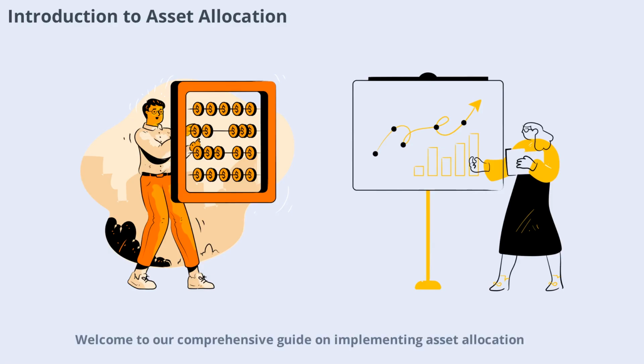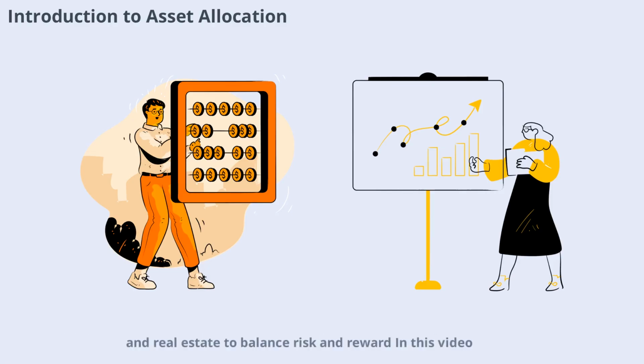Welcome to our comprehensive guide on implementing asset allocation, specifically tailored for high-income professionals like doctors. Asset allocation is the process of dividing your investments among different asset classes, such as stocks, bonds, and real estate, to balance risk and reward.